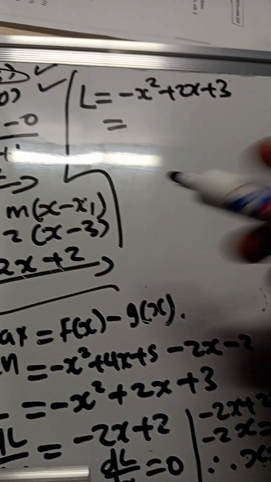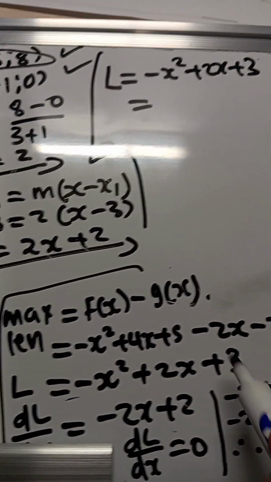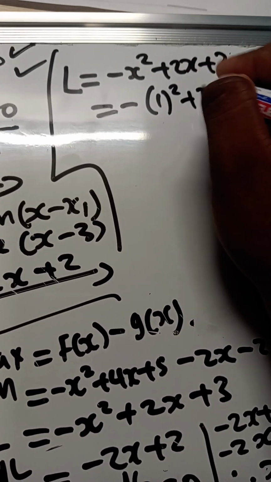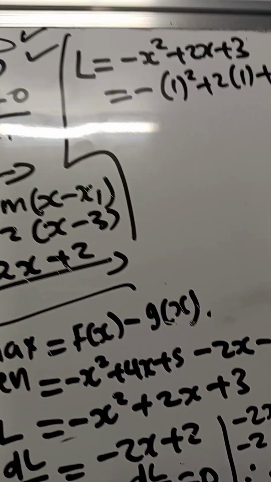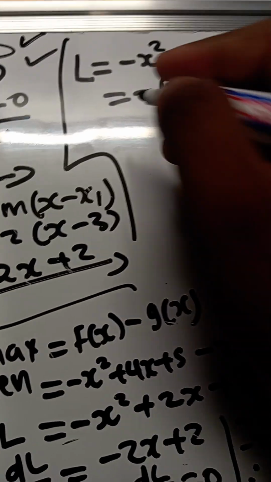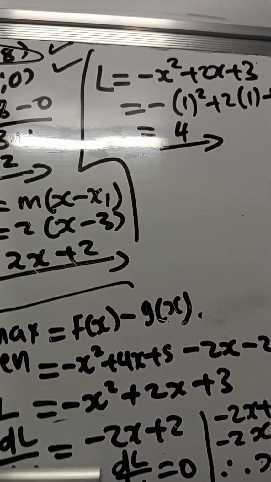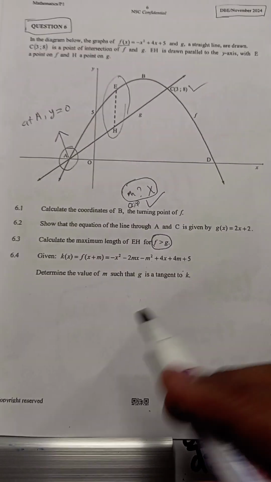And when you find the y value, you use the original equation of this length that you got. So negative 1 squared plus 2 times 1 plus 3. 2 plus 3 is 5. 5 minus 1 is 4. Then this is my answer that I have there. Okay? Now, finishing off. Tangent question, 5 marks.